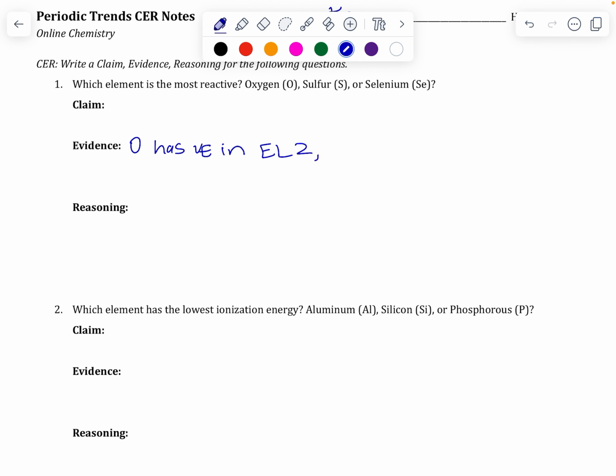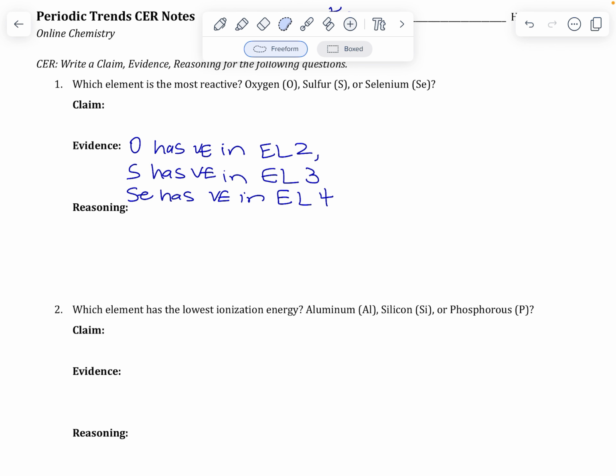If you want, you could state the number of valence electrons. Sulfur has valence electrons in energy level 3. And then selenium has valence electrons in energy level 4. I could add more evidence in here, but right now what I'm seeing is these proximities. All of these are in different energy levels. That's going to be enough for me to make a claim about Coulombic force.